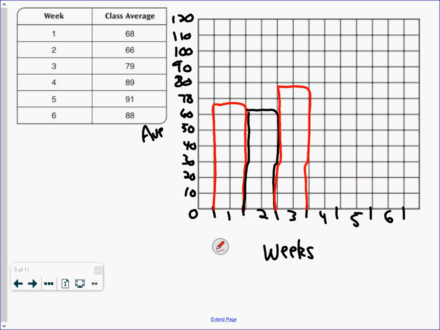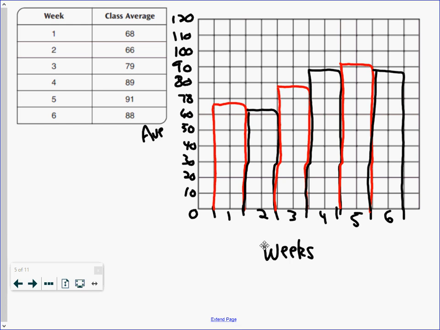Week 4, we're at 89. So we are right up there by that 90. Now I could fill these in and make them look extra pretty, but I'm not doing that right now. Week 5 is at 91. So right above that 90 mark. And then week 6 is at 88. So it looks like it drops a little bit again. Okay. So we're going to answer some questions after looking at this graph and see how we do here.